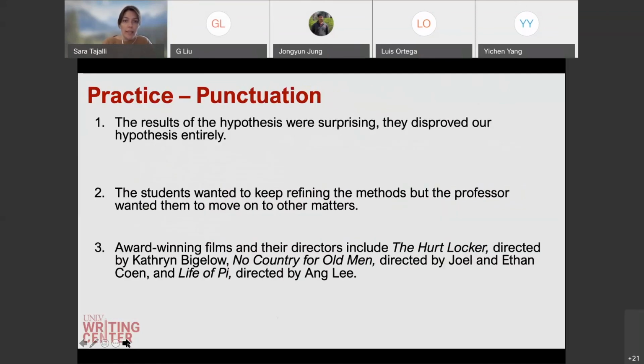All right, now let's look a little bit at punctuation. The results of the hypothesis were surprising. They disproved our hypothesis entirely. So how can we fix this comma splice?